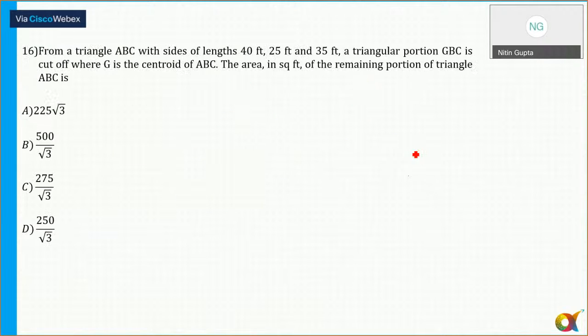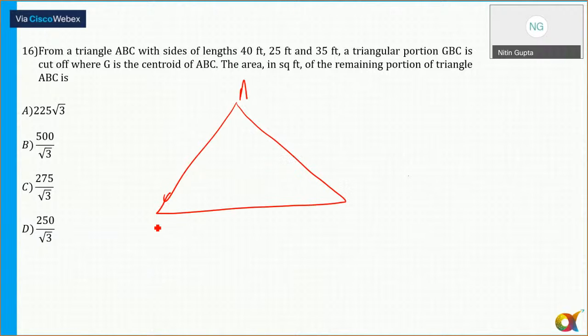Question number 16. From a triangle ABC with sides of length 40, 25, and 35 feet, a triangular portion GBC is cut off. So there is a triangle ABC, with A, B, and C, and the sides are 40, 25, and 35 feet. And further it says a triangular portion GBC is cut out.